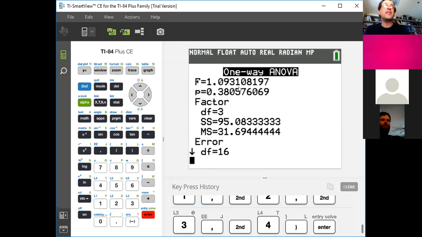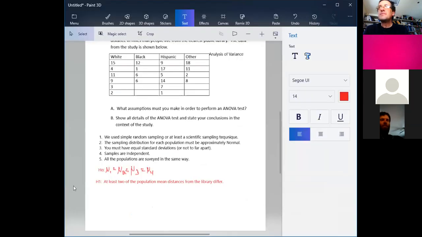Any questions on that? So the p-value is approximately 0.38. I'm going to go with 2 decimals. And let me find it. There it is. Let me go back to the desk paint. So we had our p-value is 0.38.